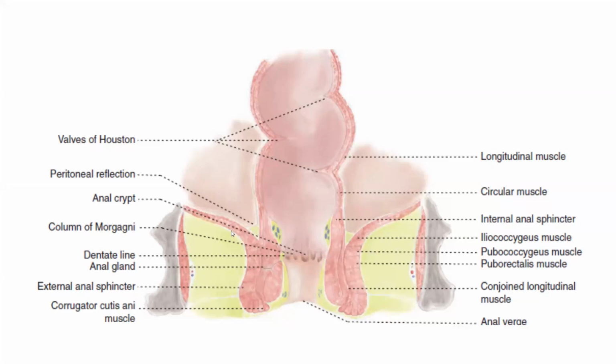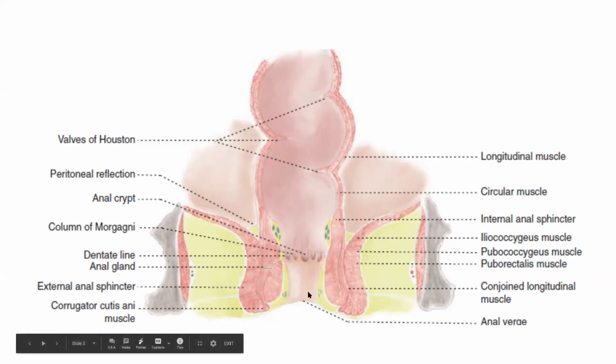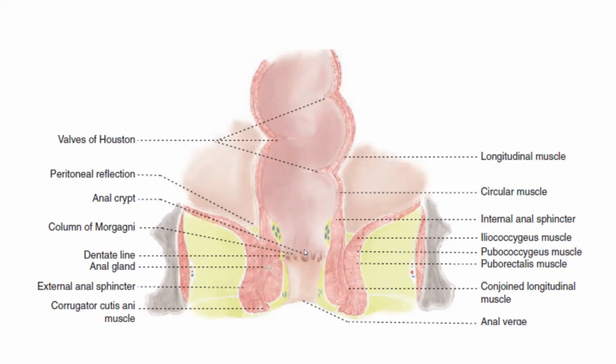Now, as embryology is concerned, the part proximal to the dentate line is derived from the endoderm, whereas distally it is derived from the ectoderm. The epithelium is also different, like how we see in the endoscopy. The epithelium proximal to the dentate line is formed by simple columnar epithelium, whereas the distal one is formed by the stratified squamous epithelium. And again, as we know, proximal to the dentate line it is pain insensate, whereas distally it is painful.